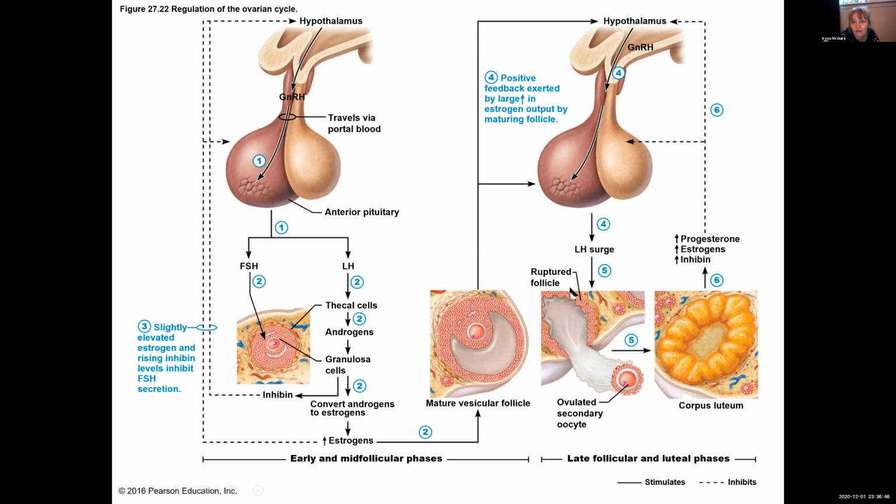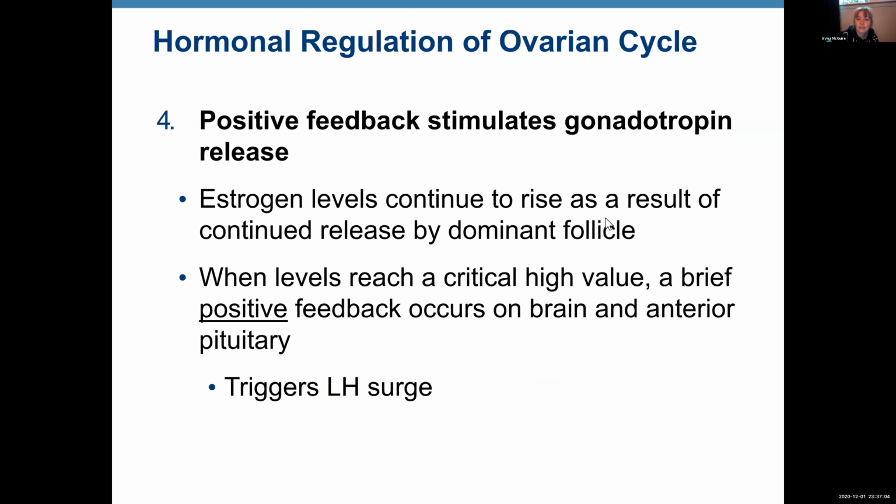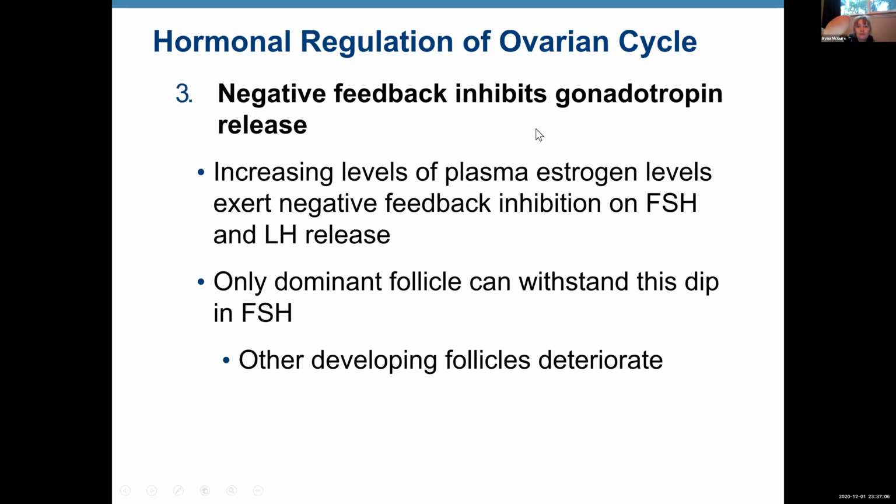After ovulation, all these granulosa cells become corpus luteum cells, and they secrete progesterone and inhibin and still a little bit of estrogen, but not that much. And then we inhibit this process, right? So that was negative feedback. Negative feedback: when estrogen level goes high, it inhibits release of FSH, and this allows only the dominant follicle to continue its development.